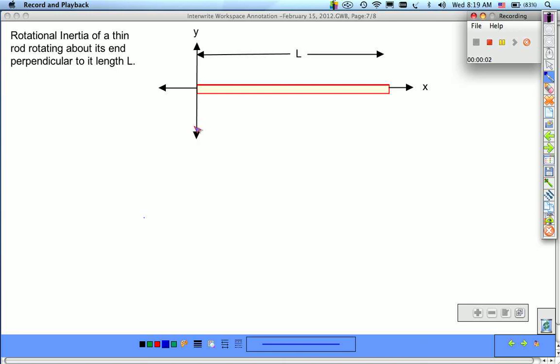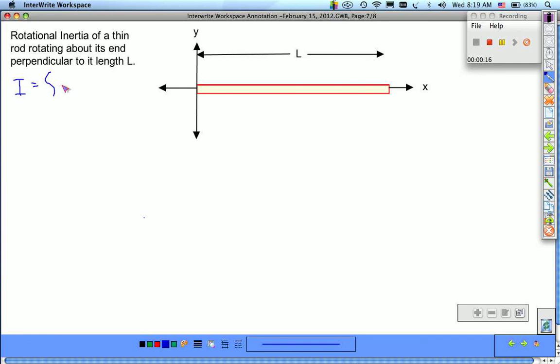Hello students, I'm going to show you how to calculate the rotational inertia of a thin rod rotating about its end, perpendicular to its axis. The equation we're going to use to get started is the equation that allows one to determine the rotational inertia for a continuous body. There is another method called the parallel axis theorem, and I'll at least suggest as much at the end of this tutorial.